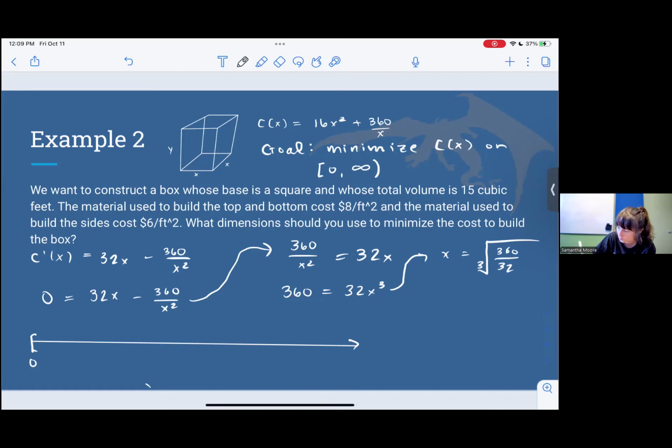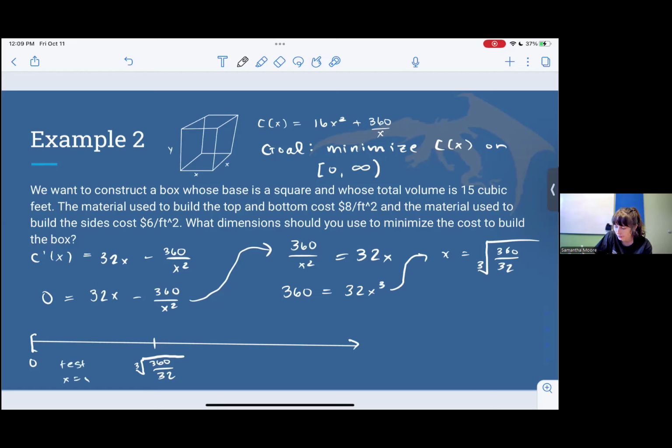So that is the one point that I want to add on to my number line: cube root of 360 divided by 32. Okay. So now I just need to do my test points. I'm going to test x equals 1.